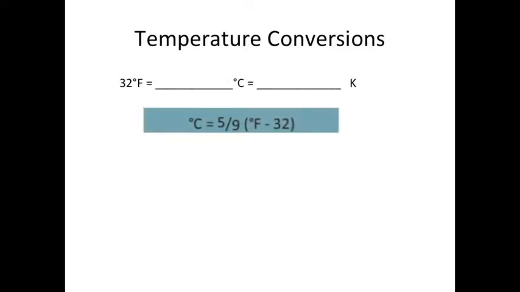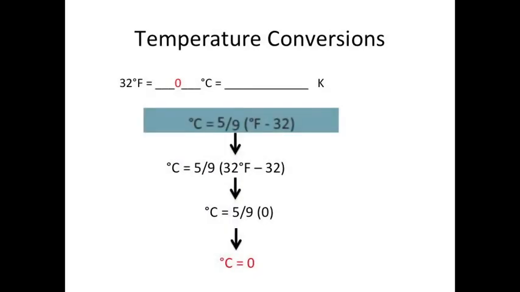The first problem consists of 32 degrees Fahrenheit. What does that equal in Celsius and in Kelvin? First, you will want to take the Celsius conversion because you have Fahrenheit. Taking the Celsius conversion, you'll want to plug 32 degrees Fahrenheit into the equation. This gives you degrees Celsius equals 5/9 times 32 degrees Fahrenheit minus 32, which gives you degrees Celsius equals 5/9 times 0, which means Celsius equals 0.